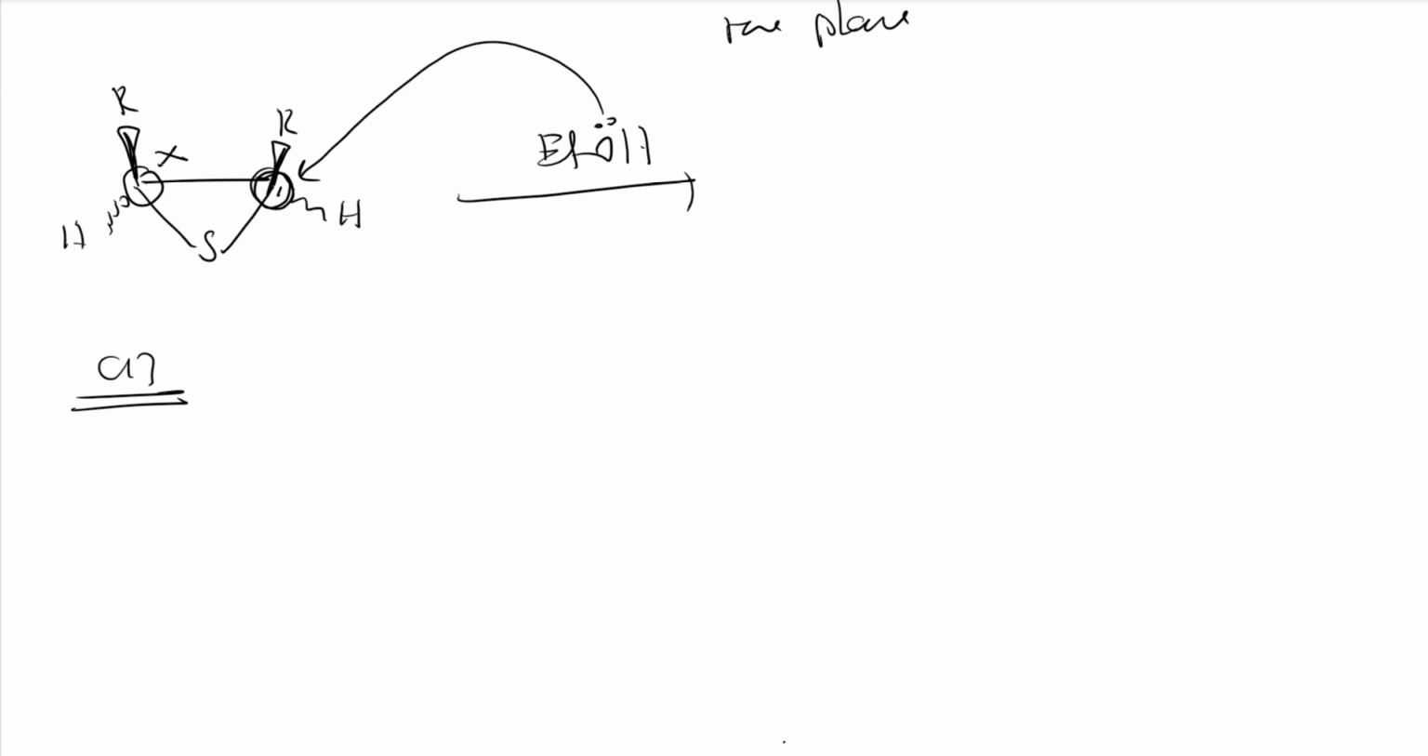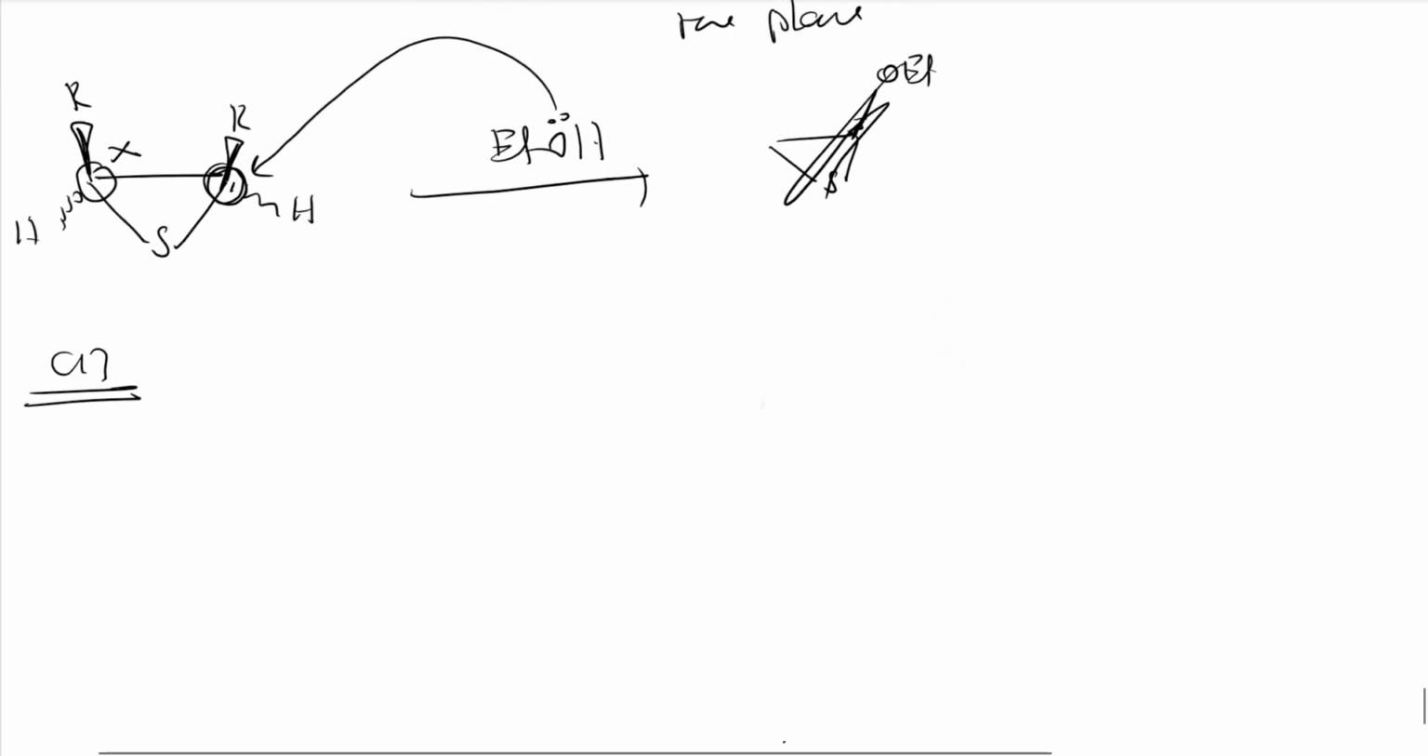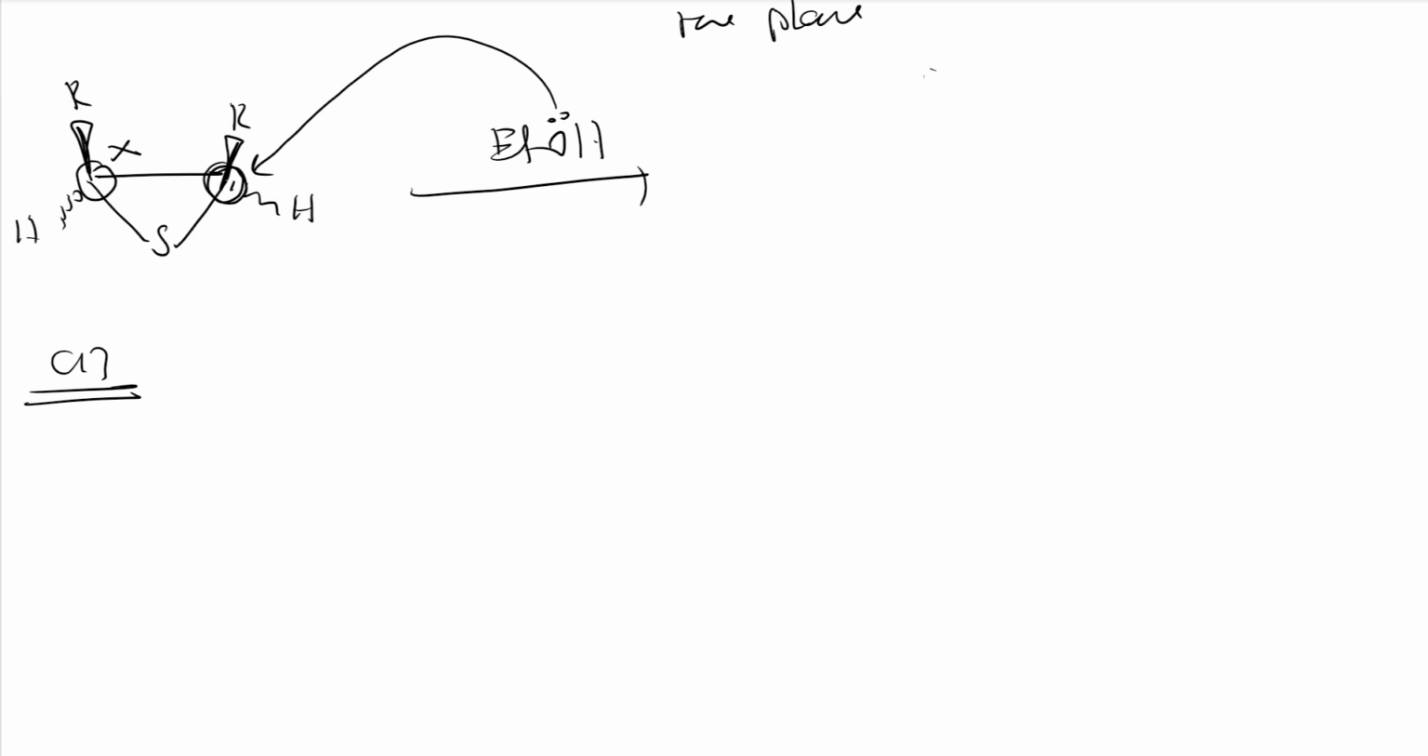So I'll get this product. See here, sulfur will be there. Here I will write OEt. Sorry, I have to open the ring, right? So I have to open it. So here it becomes HS, SH, and here OEt. And here R was above, now it became below, and H was below, now it became above. And here everything remains the same. R is above and H is below, right?